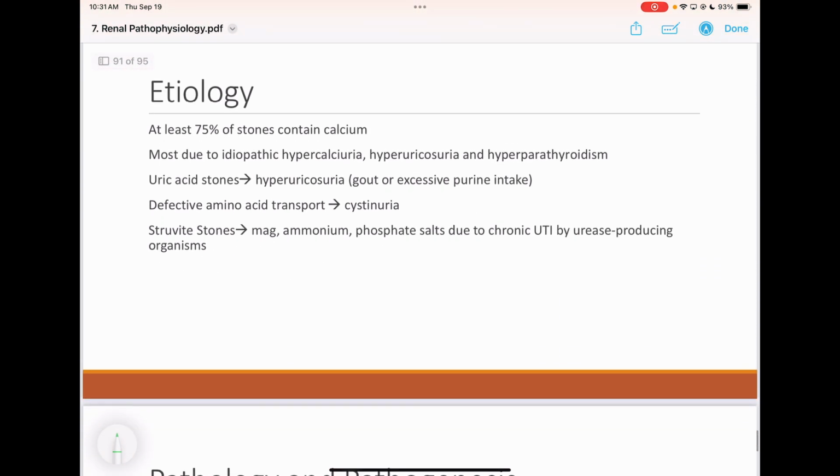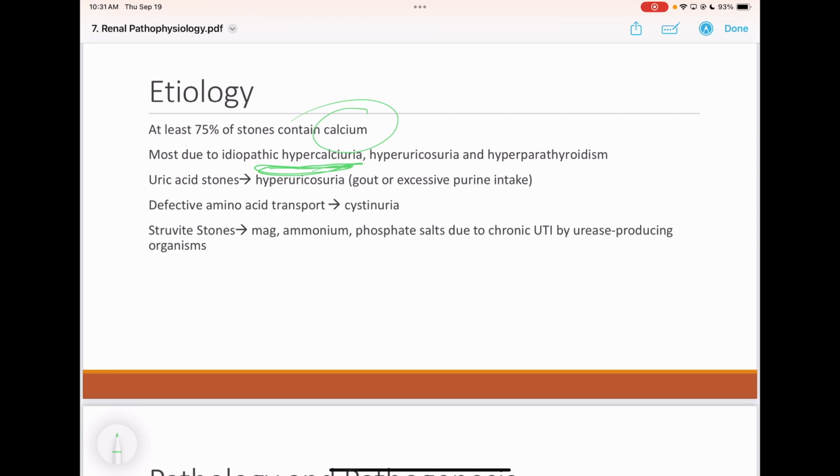Etiology, 75% of stones contain calcium. So calcium is the big one that causes a lot of these stones to form. Most are due to idiopathic hypercalciuria. What's that? Hypercalciuria. A lot of calcium in the urine.